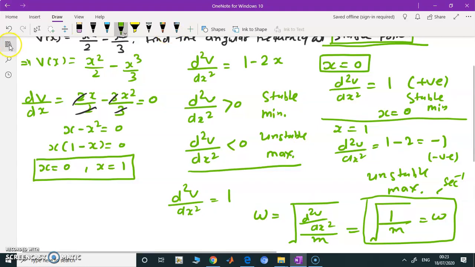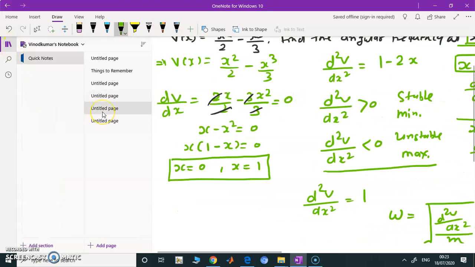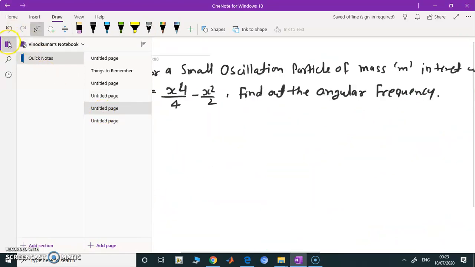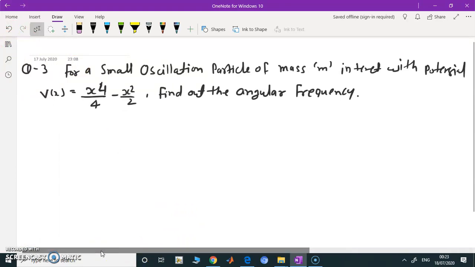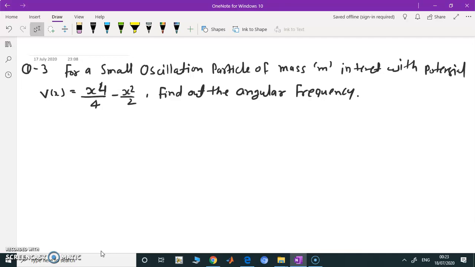Now let's take question number 3. That will be similar to this question. For a small oscillation, a particle of mass m interacts with this potential given to you, and find out the angular frequency. Let's take this also at the stable point. So let me first write my potential: V of x is equal to x to the power 4 by 4 minus x square by 2.